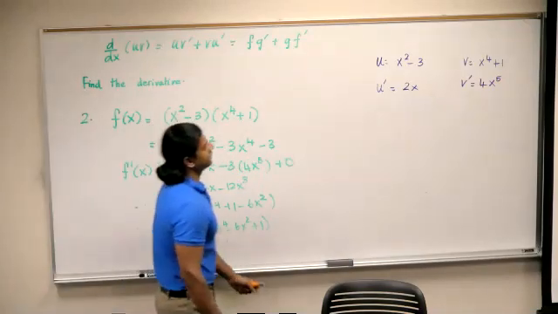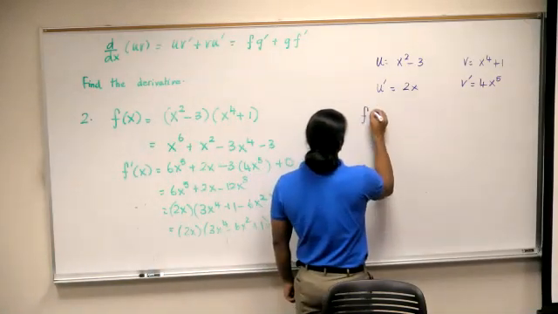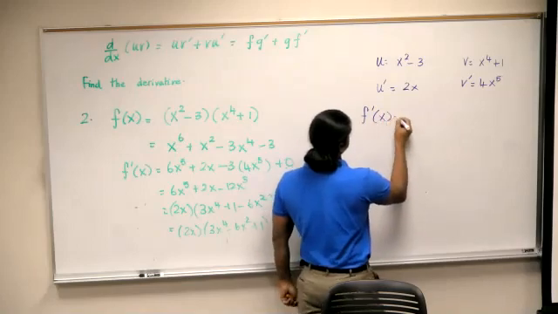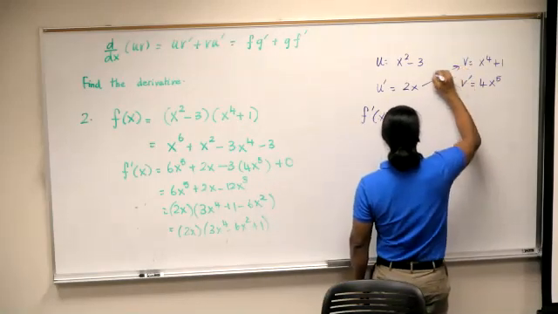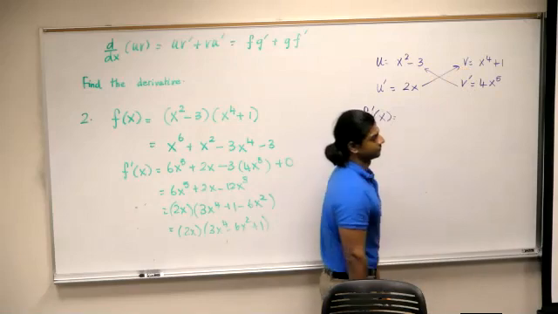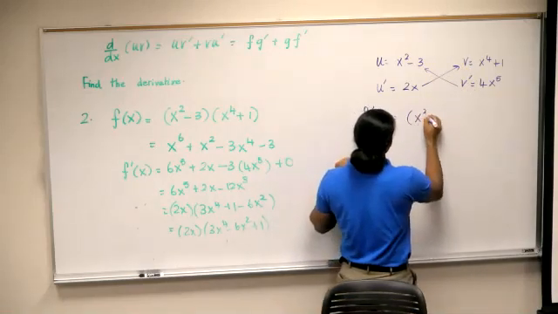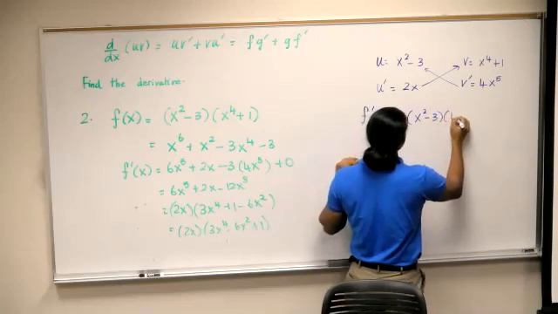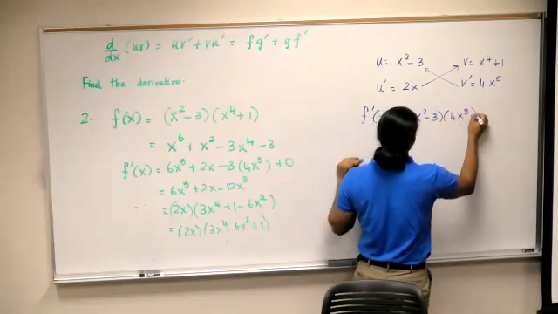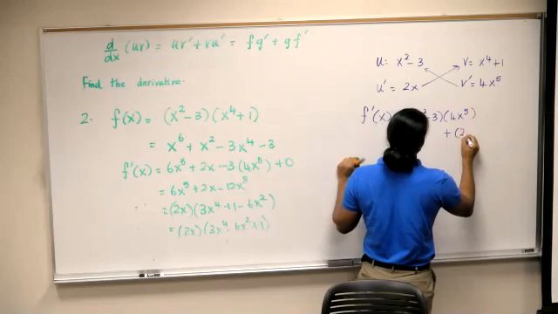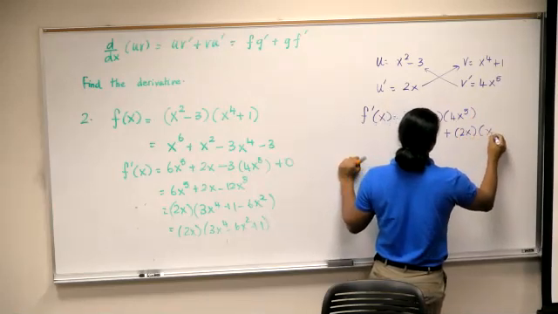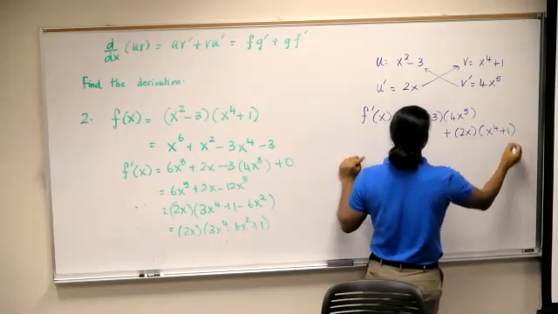So the derivative of our function is x squared minus 3 times 4x^3 plus 2x times x^4 plus 1.